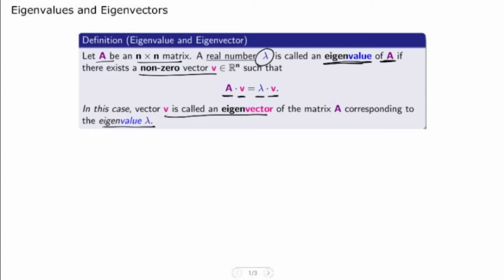So here, the vector V is the eigenvector of matrix A, which is corresponding to the eigenvalue lambda. Okay, and the eigenvector V is a non-zero vector. So its elements are not equal to 0. It is not a zero vector. So let's look into an example for this.